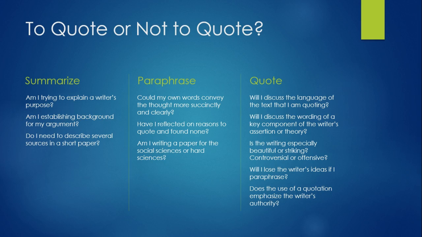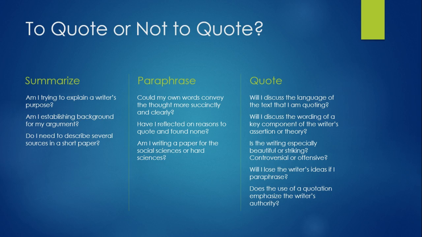A third consideration is your genre. Am I writing a paper for the social sciences or hard sciences? As I mentioned earlier, direct quotation is used most frequently in the humanities, where we really want to hear the texture of the author's language so that we can then go on to analyze it, when it is the text itself that we are analyzing rather than a research process or another sort of discovery in the soft sciences or the hard sciences. Anthropology may be a big exception there.